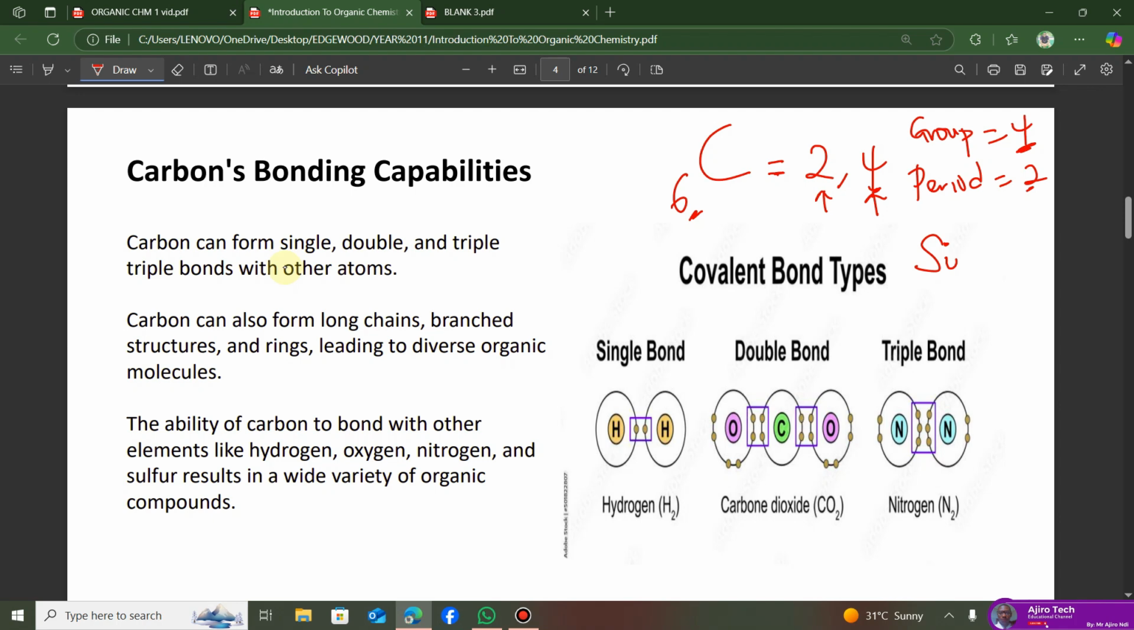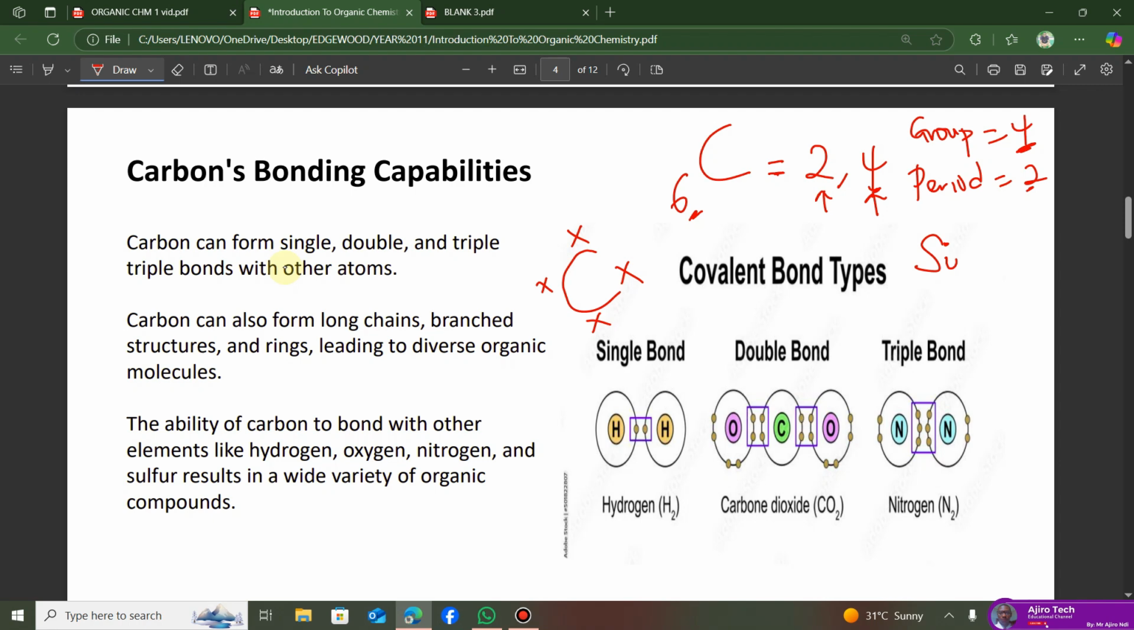The first reason we have here is that carbon can form single, double, and triple bonds with other atoms. And that is based on the valence electrons. Look at the electrons in the outermost shell. It has four valence electrons, so 1, 2, 3, 4. It means it has four different spaces to bond. All right, it has four spaces to bond.